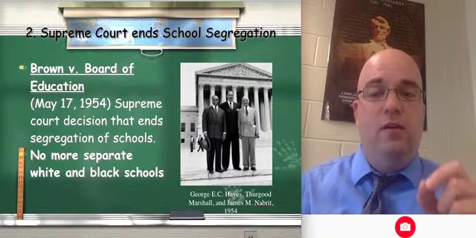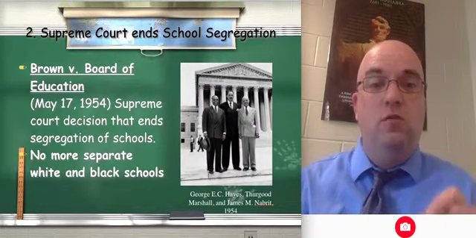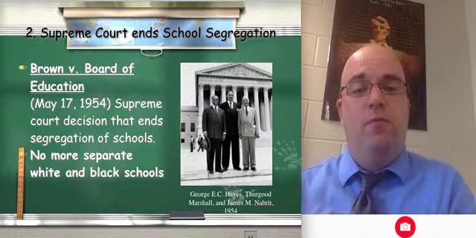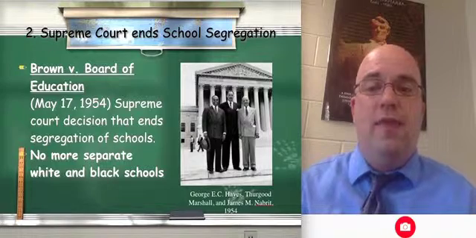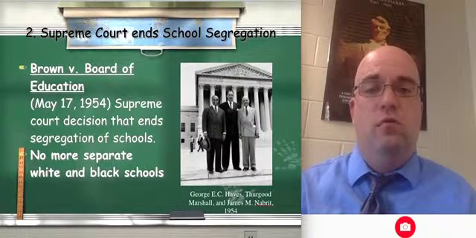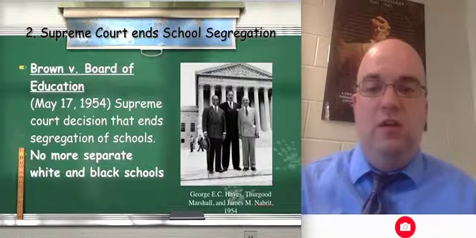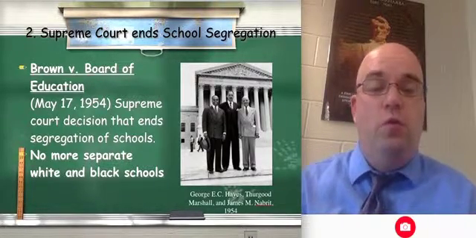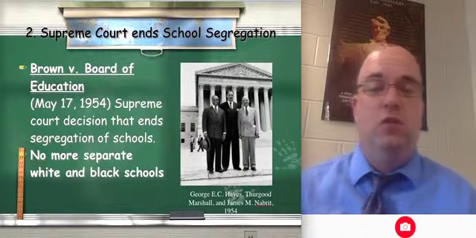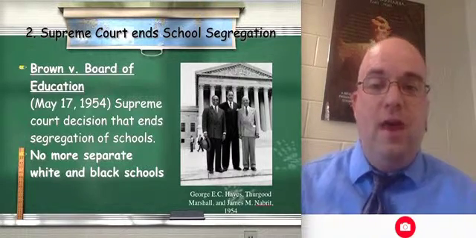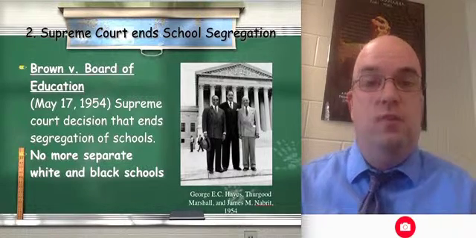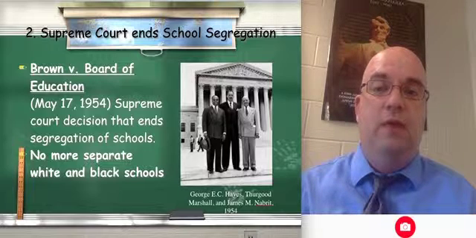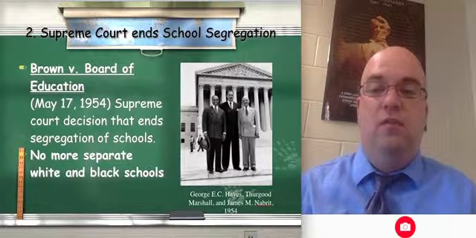And segregated schools were no longer constitutionally protected under Plessy versus Ferguson, the Supreme Court ruling we had talked about before, that no more separate white and black schools. This is a photograph here. You see George E.C. Hayes, Thurgood Marshall, and James Nabrit. These were lawyers who worked for the NAACP, the National Association for the Advancement of Colored People, and they had argued Linda Brown's case very successfully in front of the U.S. Supreme Court and were able to get a major victory in this particular case.